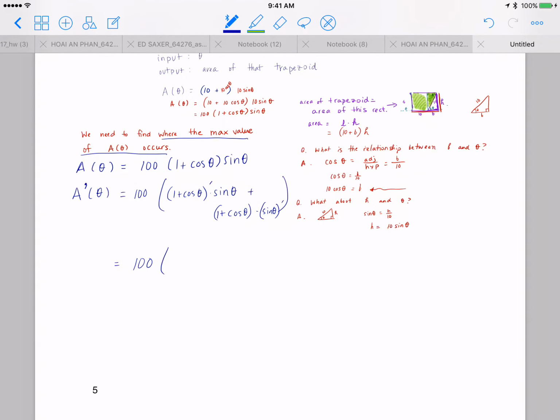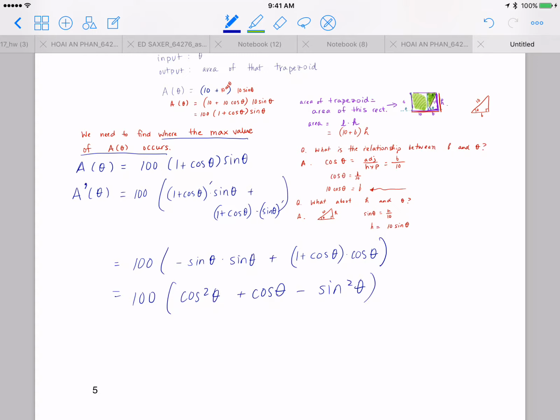well, I guess I don't need the zoom bar. Okay, what is the derivative of 1 plus cosine theta? It'll be negative sine theta. So we've got negative sine theta times sine theta plus, now what is the derivative of sine theta? Cosine theta. Okay, so putting it all together, we'll have 100 times cosine squared theta plus cosine theta minus sine squared theta.